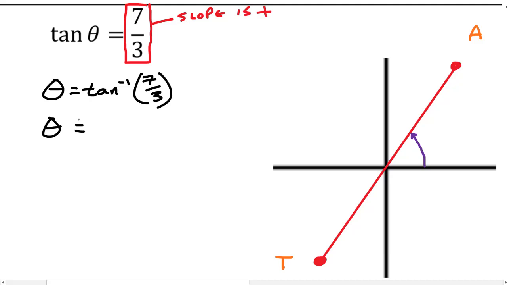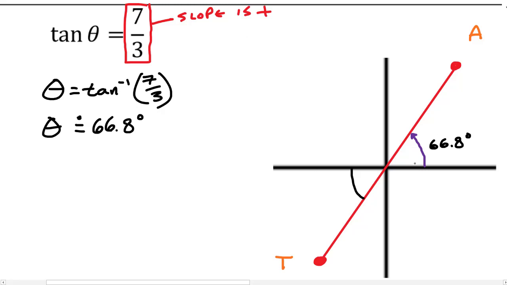So you punch it in, and we're going to get approximately 66.8 degrees. So this angle right here is 66.8 degrees approximately, okay? So we're going to get decimals. Don't be surprised you get decimals for some of these, which means from here to here is also 66.8.